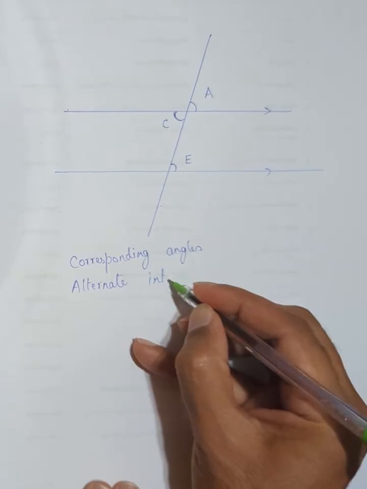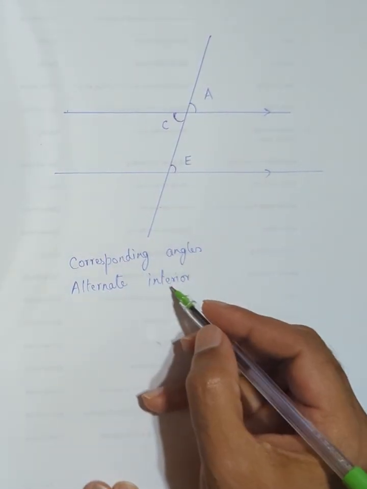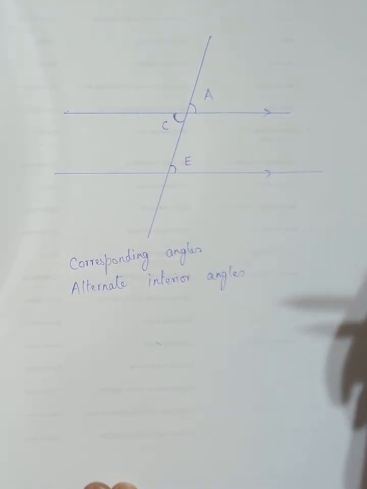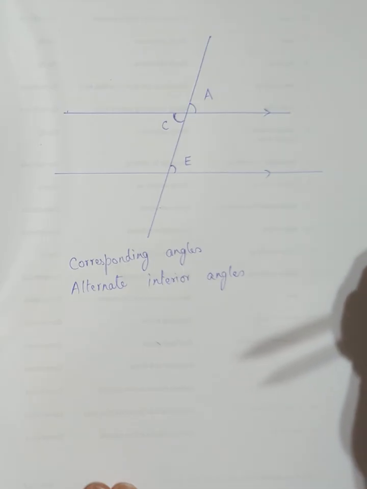Alternate interior, alternate because they are on either side of the transversal, interior because they are both inside, they're both in the interior space.